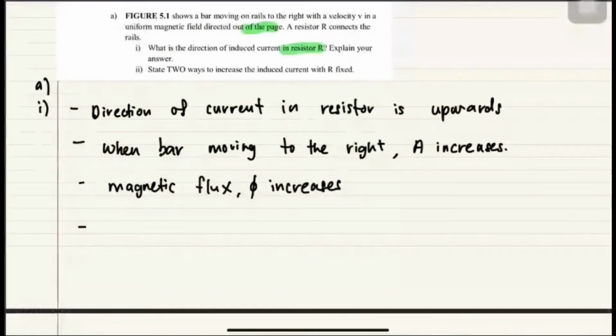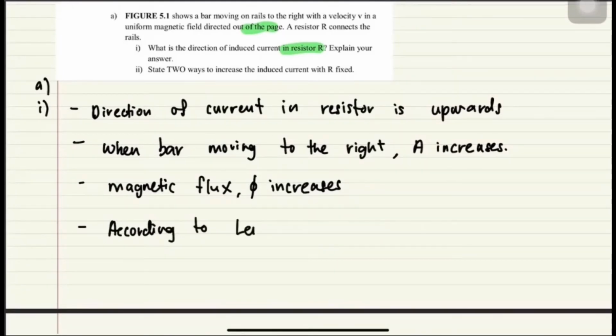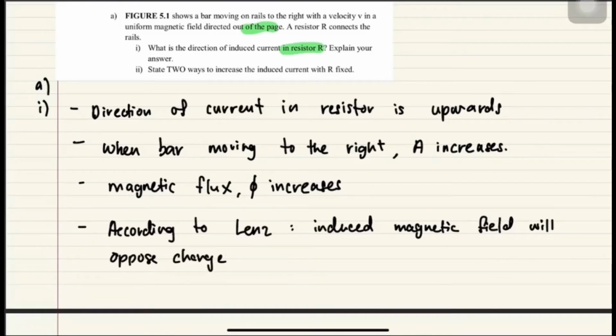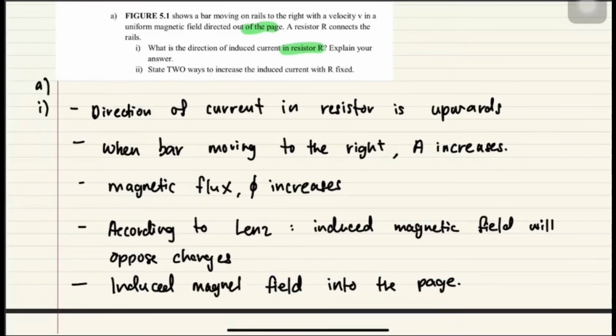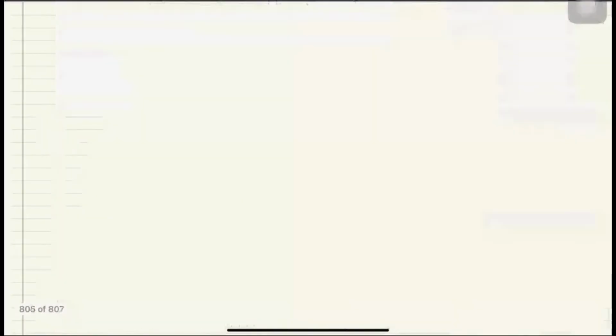So according to Lenz's law, induced magnetic field will oppose changes, so the induced field is into the page, induced magnetic field. Okay. So after that, sebenarnya kamu kena tentukan guna right hand rule lah.